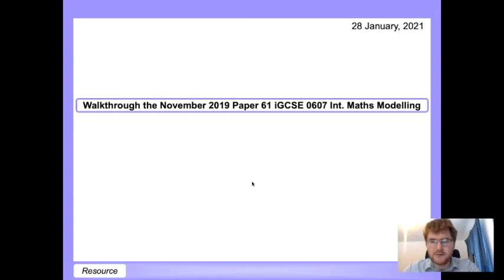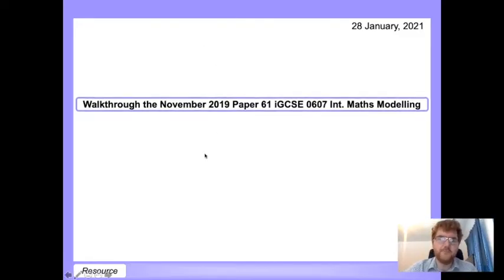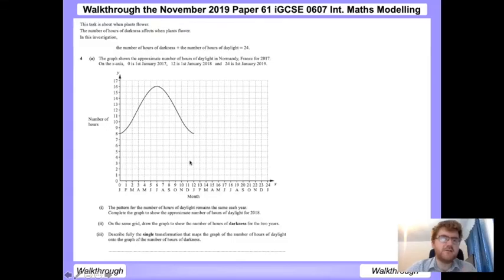Not much mathematical modelling out there, particularly for the 0607 paper, as it can be quite tricky. So let's get started straight away. Let's give a bit of context to what we're doing. It's about when plants flower, and depending whether it's dark outside or light outside affects when the plants flower. And as we probably all know, the number of hours of darkness plus the number of hours of daylight are always going to add up to give us 24, because there are 24 hours in the day.